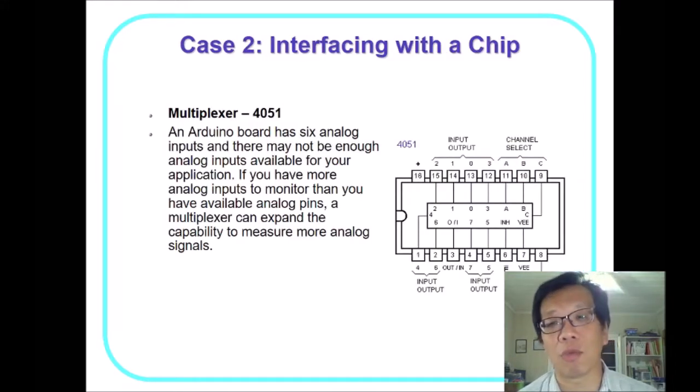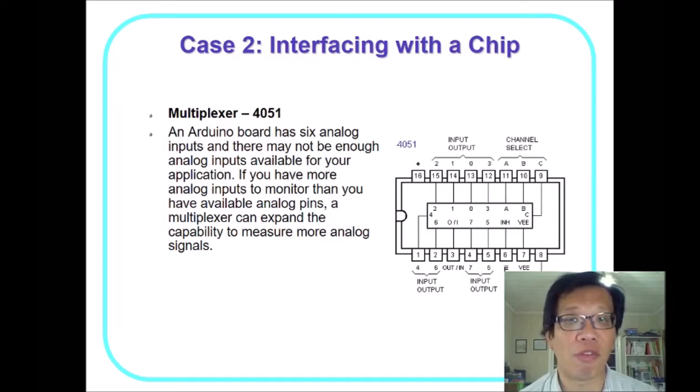The second thing that we are going to use is interfacing with a chip. Sometimes we don't only use Arduino to connect with a single device. In many cases, we might use another chip, digital chip or analog chip, so that we can have more functions. For instance, Arduino itself doesn't really do a whole lot of, for instance, TCP/IP.